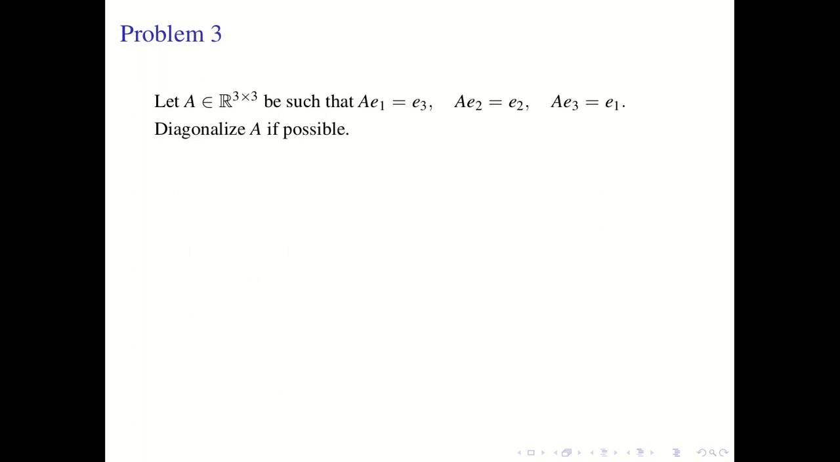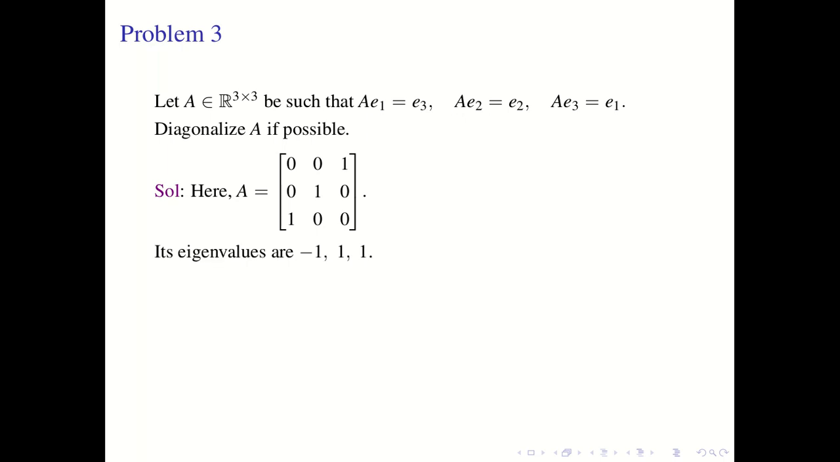Now, let us look at the next problem. I take this matrix A with the property that Ae1 is e3, Ae2 is e2 and Ae3 is e1. Diagonalize A if possible. Again, from the given conditions, we can immediately write down the matrix A with columns (0, 0, 1), (0, 1, 0) and (1, 0, 0). Now, compute the eigenvalues. It is very easy to compute the characteristic polynomial, and you can see that the eigenvalues are -1, 1, 1.